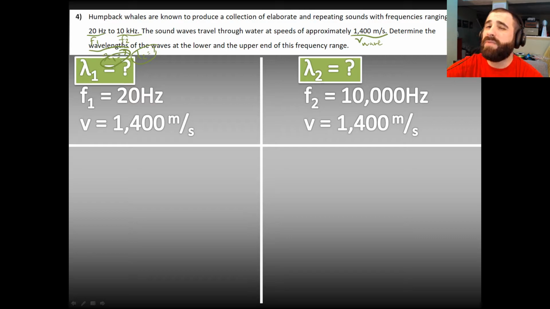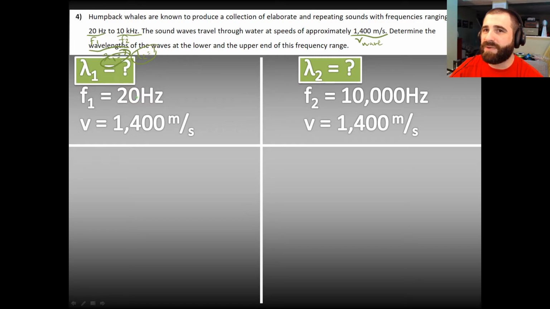So remember what we said before about this inverse proportionality of waves traveling at the same speed? So they're traveling at the same speed. This one's got a lower frequency. This one's got a higher frequency. Which one's going to have the higher wavelength, the bigger wavelength? Lambda 1 or lambda 2?